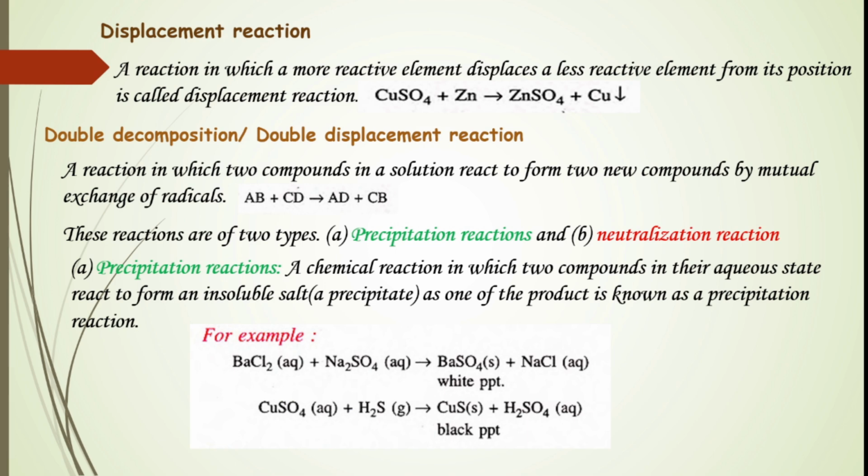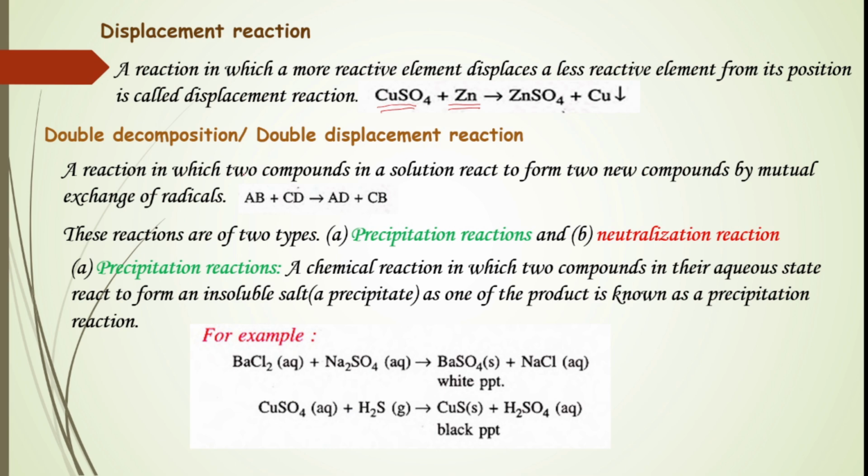For example, copper sulfate and zinc. We have seen that copper is less reactive than zinc. So what will zinc do? Since zinc is more reactive than copper, zinc will remove copper from its place in copper sulfate, and zinc will take its place and form zinc sulfate, and copper will be removed out. This type of reaction is known as displacement reaction. So here clearly you can see that copper sulfate is a compound and zinc is an element or a metal, isn't it?